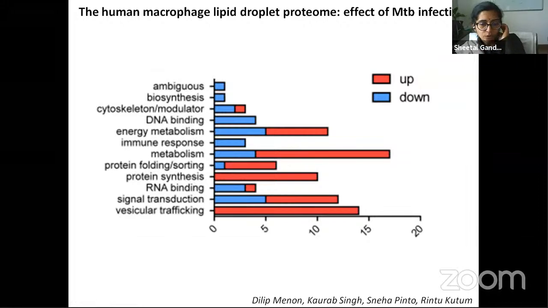So if you look across these different categories, there are lots of different categories of proteins that are changing. And really what we're trying to understand right now is how these proteins could be involved in changing the outcome of infection. But for that, we really need to understand first, what are the features of these proteins that allow them to localize to the lipid droplet?